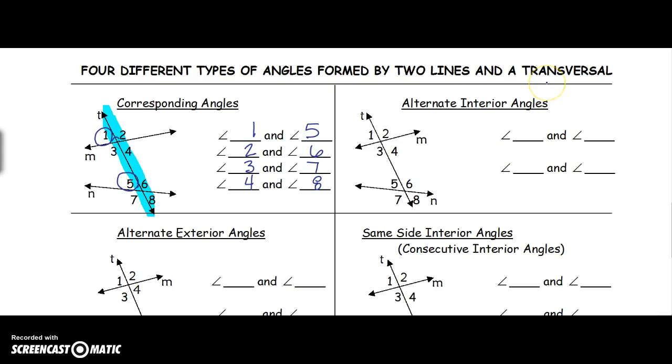The next few are pretty much self-explanatory. Alternate interior angles means that if this is our transversal, you're only talking about the angles that are inside of those 2 lines that are cut by the transversal. So 1, 2, 7, and 8 are kind of gone. So alternate interior angles means that if you have this 3, you have to go over the transversal to get its alternate. So 3 and 6 are alternate interior angles, along with 4 and 5.